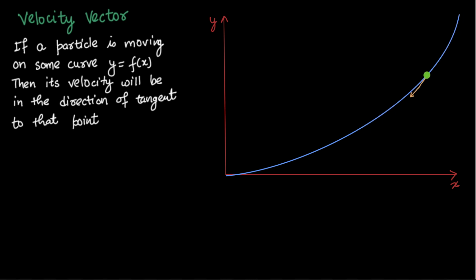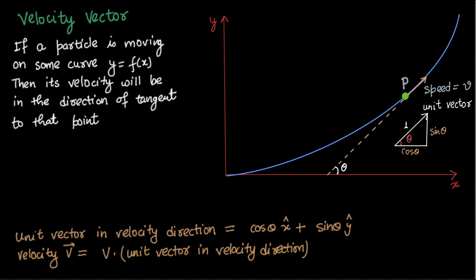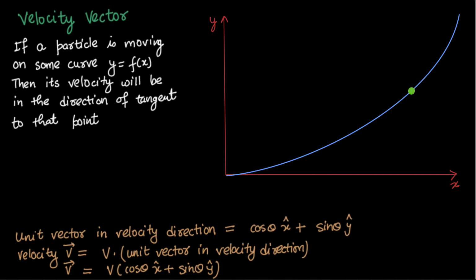Here the velocity vector of a particle is changing with time. When the particle is at point P, its speed is v, and we want to calculate the velocity vector at this moment. Velocity can be written as a product of its magnitude, that is speed, and the unit vector in the direction of velocity. We know the speed. If we just know the angle theta that the tangent at this point makes with the positive x-axis, we know the unit vector. And finally the velocity vector is v cos theta x cap plus v sin theta y cap. Here you have the two components of velocity, v cos theta and v sin theta.